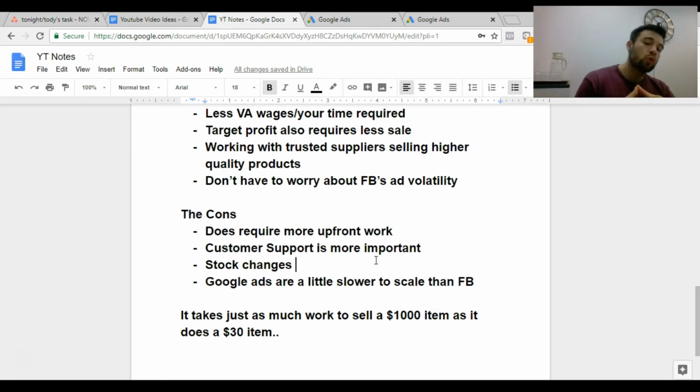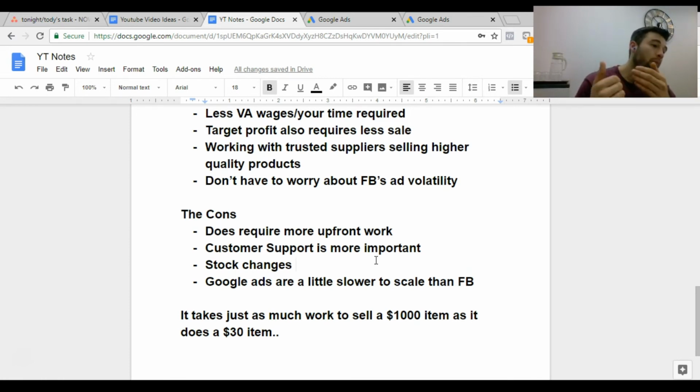And that's the fact that Google ads are a little slower to scale than Facebook. Okay, and it's just the nature of advertising on Google, and especially with the shopping campaigns. So if you advertise on Google, you will know what I'm talking about when you compare it to the scaling strategies with Facebook.